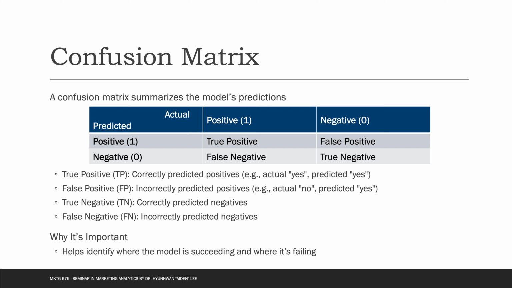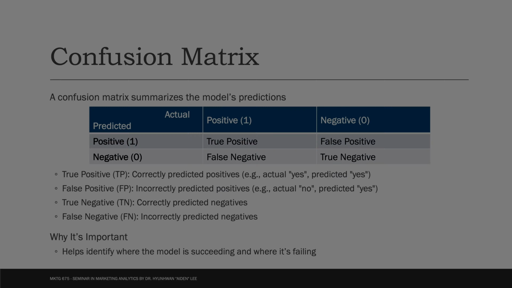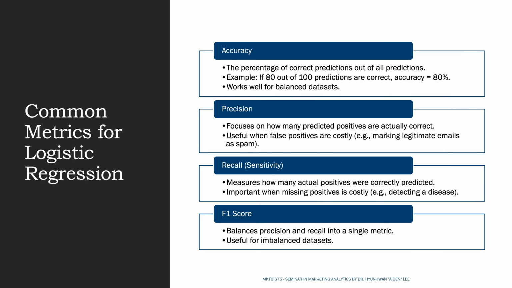Looking at these four numbers together tells us not only how often the model is right, but also what kinds of mistakes it makes. This is why the confusion matrix is the starting point for metrics like accuracy, precision, and recall. When we evaluate a classification model like logistic regression, there are four very common metrics we look at.